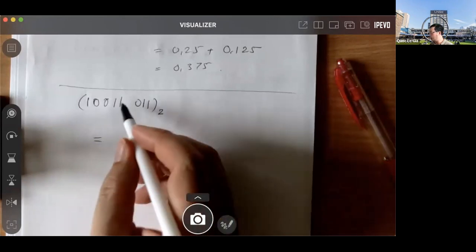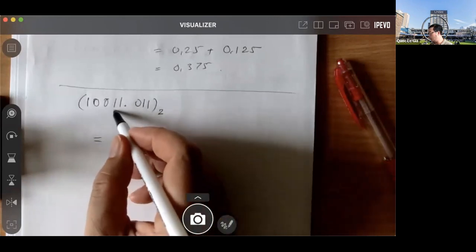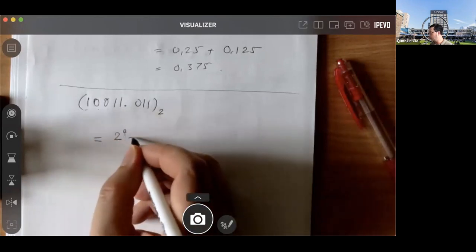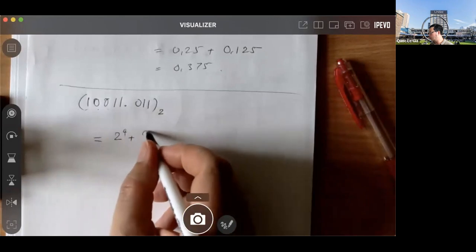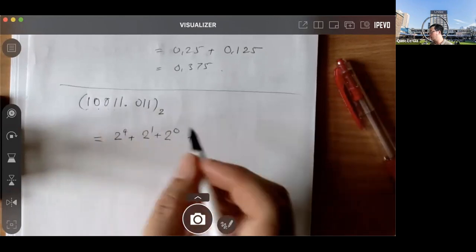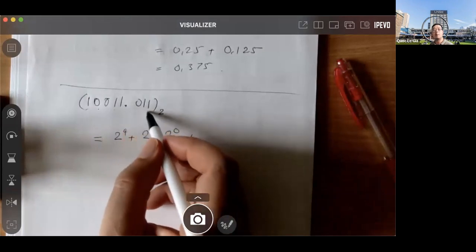So remember the power. The powers here are 0, 1, 2, 3, 4. So 2 to the 4 plus 2 to the 1 plus 2 to the 0 plus. So now go beyond the dot.